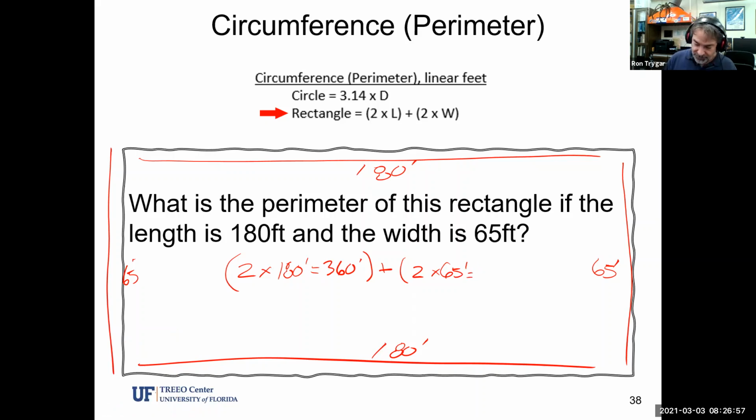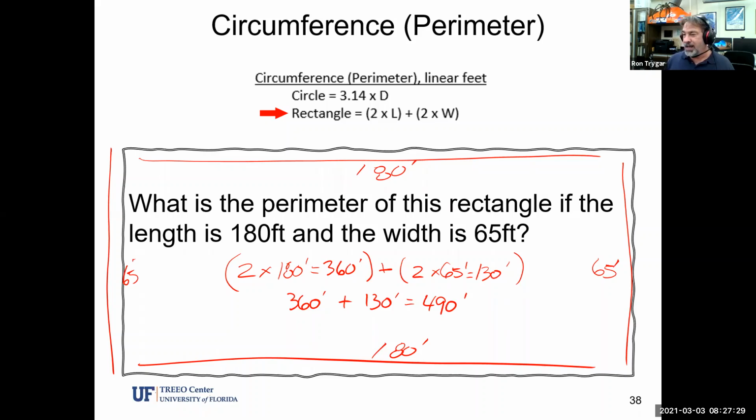2 times 65, I get 130 feet. So we're going to add together 360 feet plus 130 feet, and the total feet, 360 plus 130, the total feet I got is 490 linear feet. It's the distance all the way around. So if you were to walk that whole distance, you would walk 490 feet.